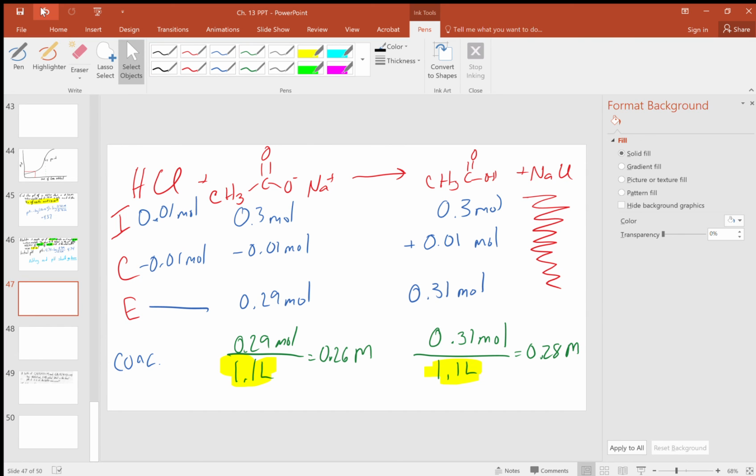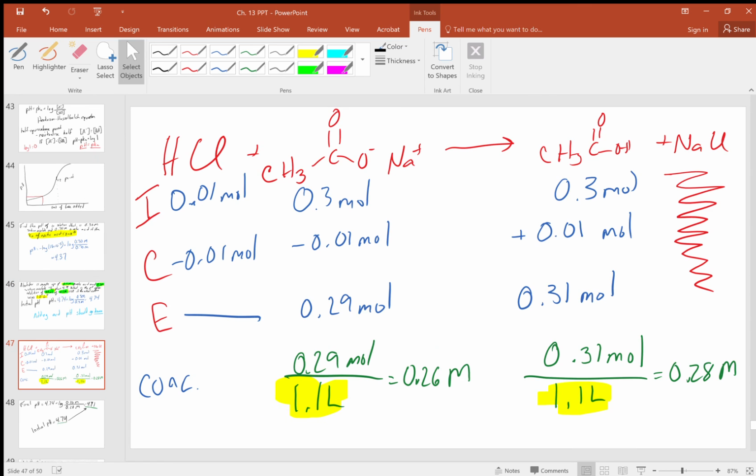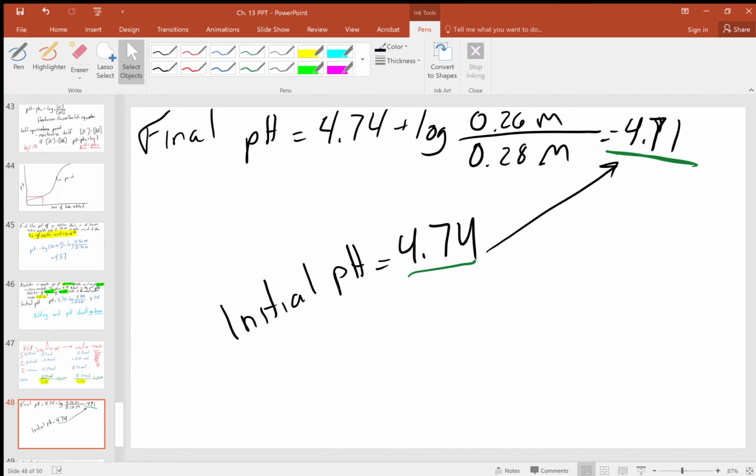So you can see here again, we calculated our new concentrations. HCl, our strong acid, reacted with the weak base sodium acetate. So those both went down. The amount of acetic acid went up. We calculated the new concentrations based on the new volume of 1.1 liters. And then we used that to calculate the pH.